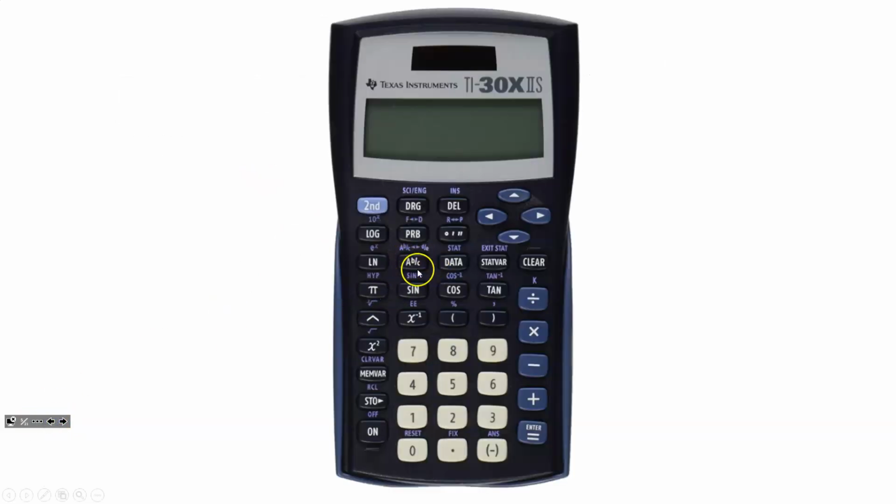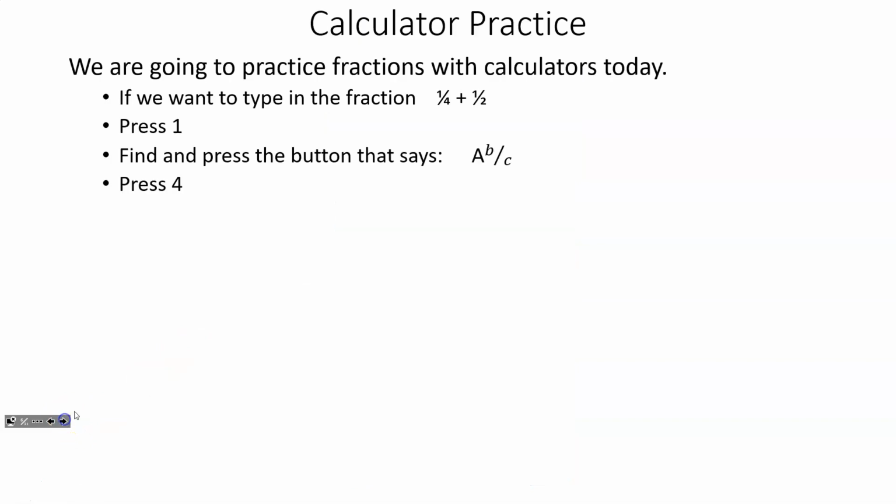So if we're going to type in the calculator, for example, if we want to do the fraction 1/4 plus 1/2, first thing you're going to do is press the 1. That's the numerator right here. So we're going to press 1, and then we're going to find the button that says A and then B and C. On the calculator, it's right here. So you would do 1 and then ABC and then 4. That would give you 1/4. It's going to look like this. So that little mark right there is just telling the calculator a fraction.